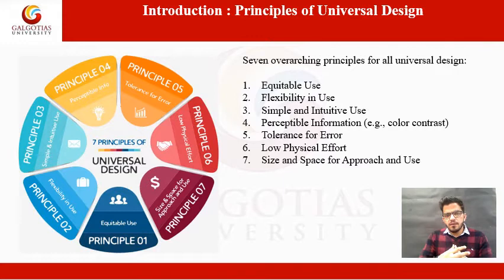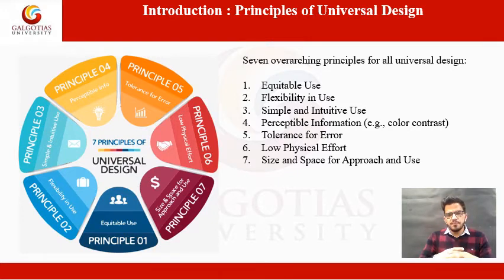Moving forward, there are seven important principles of universal design that are kept in mind when we follow the universal design concept in architecture as well as product design. These seven principles have to be kept in mind. The first important principle is equitable use: how easily and equally a particular space or product is usable for all kinds of users.